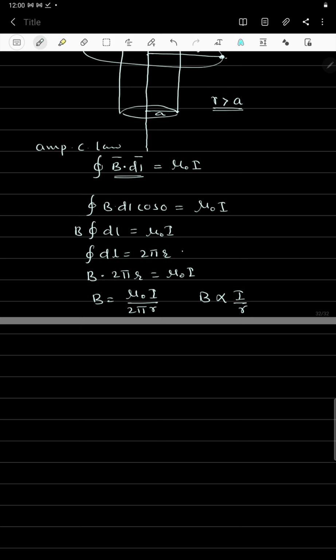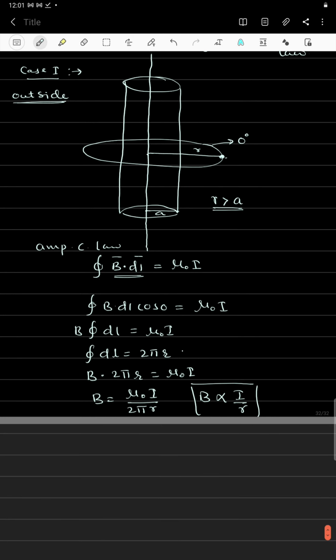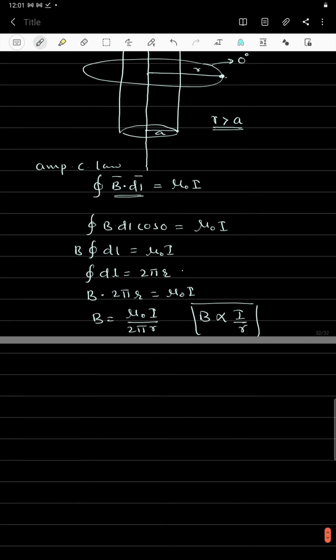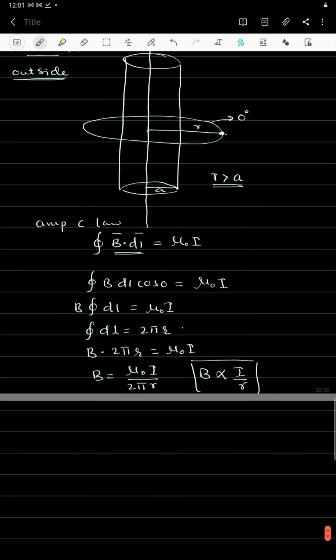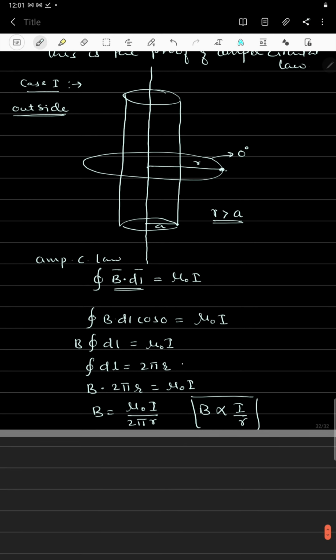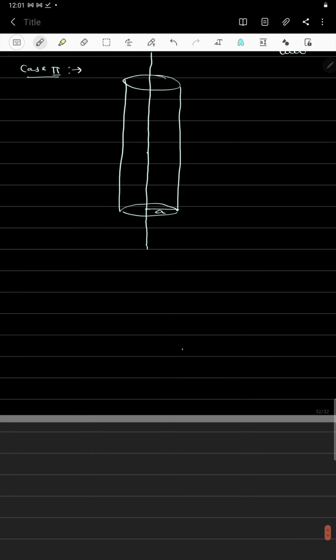Magnetic field is directly proportional to the current I, but inversely proportional to the distance. So this is the expression for the magnetic field outside the conductor. Now we'll see the second case, inside the conductor, what magnetic field is going to be produced. Here also we'll consider the infinite conductor, and in this conductor we'll consider one Ampere loop of radius R.